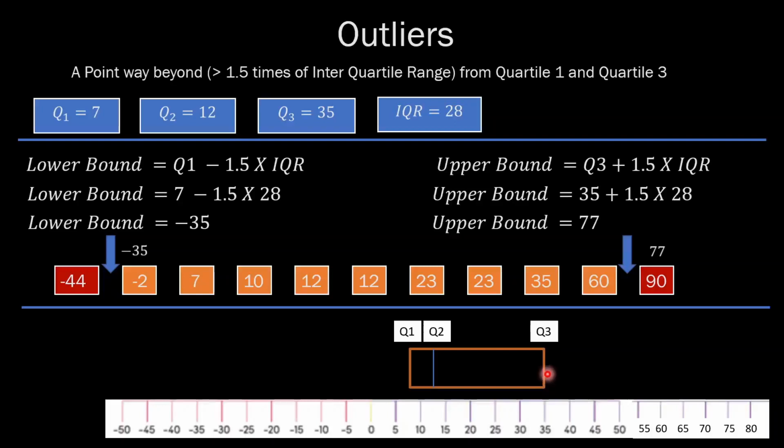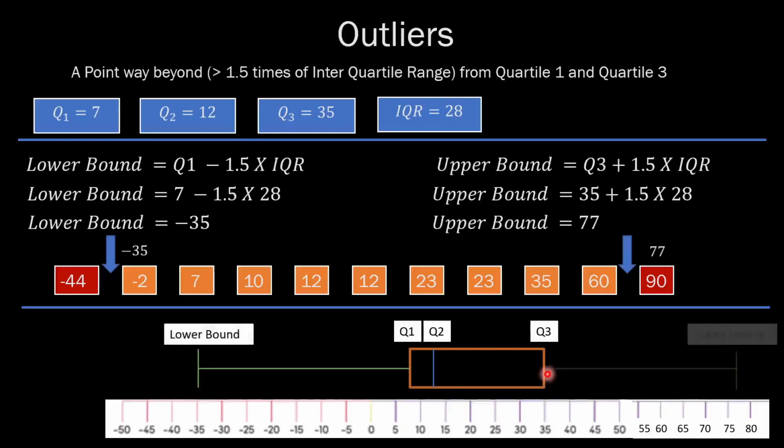Now, how do we mark the lower bound and upper bound? We do it by using two whiskers. The whiskers are the extended lines from the box, which tell us this is the lower bound and this is the upper bound. Any point in between the lower and upper bound is okay, and any point beyond these two, like minus 44 and plus 90, are the outliers.